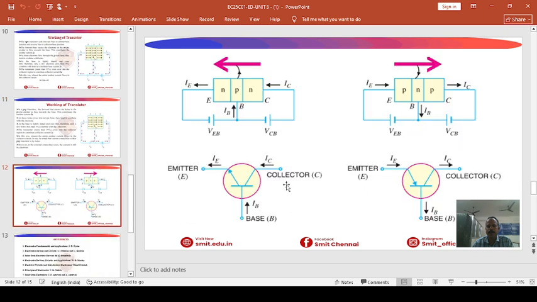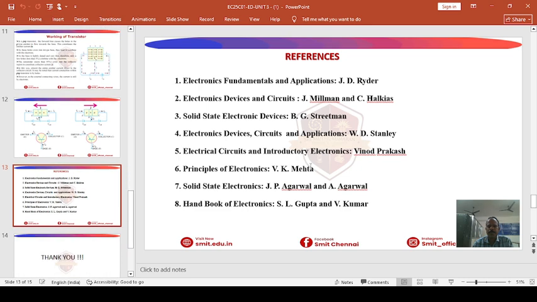The current flow diagram is indicated in the picture, particularly for the NPN as well as for the PNP, along with the notation symbols and the representation. This diagram clearly shows the current flow as well as the current induced in each and every element. So these are the references that I used for preparing the slides.